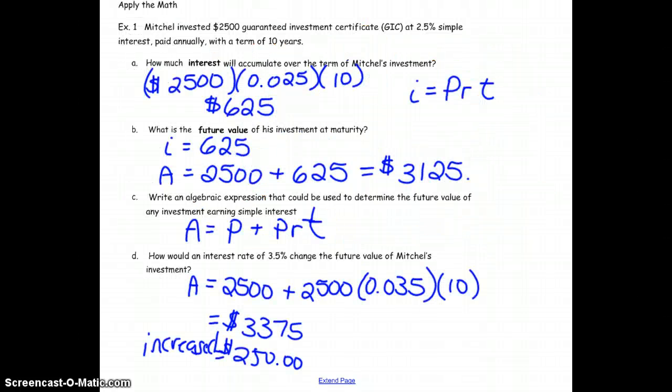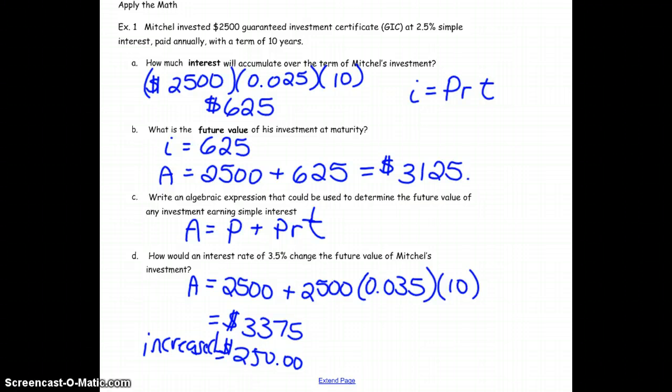Example 1. Mitchell invested $2,500 in a GIC at 2.5% simple interest paid annually with a term of 10 years. So we have a formula here, I equals PRT, where I stands for interest, P stands for principal, or the original amount that you invested. R is the rate of the interest, so this percentage, and percentage is always written as a decimal as you are going to do calculations with it. Time is years. So here we've got 2,500 times 0.025, which is 2.5%, times 10 years to get $625 is how much interest this would accumulate.